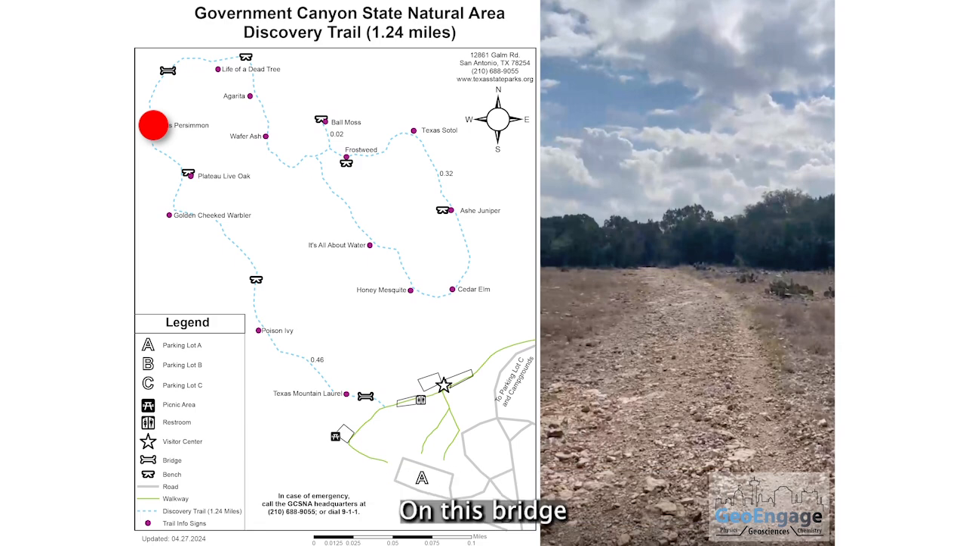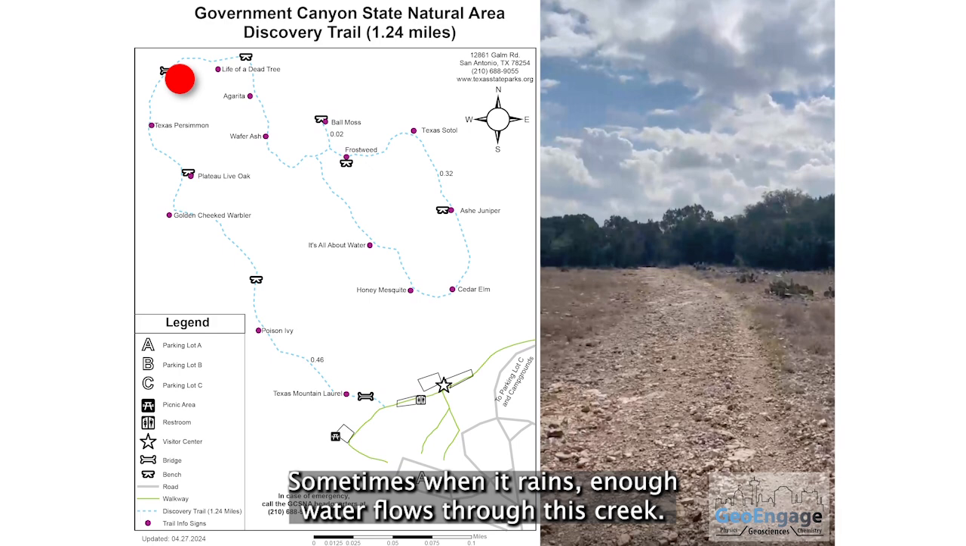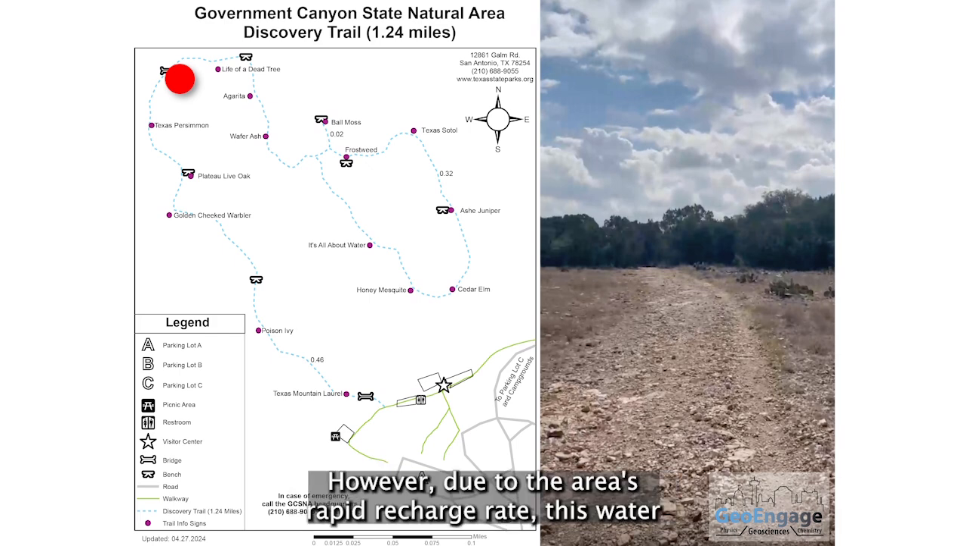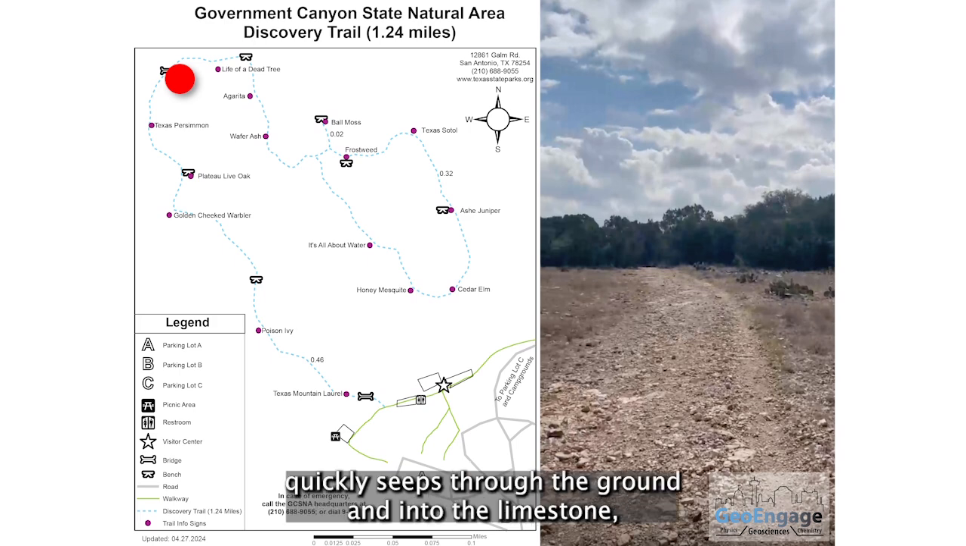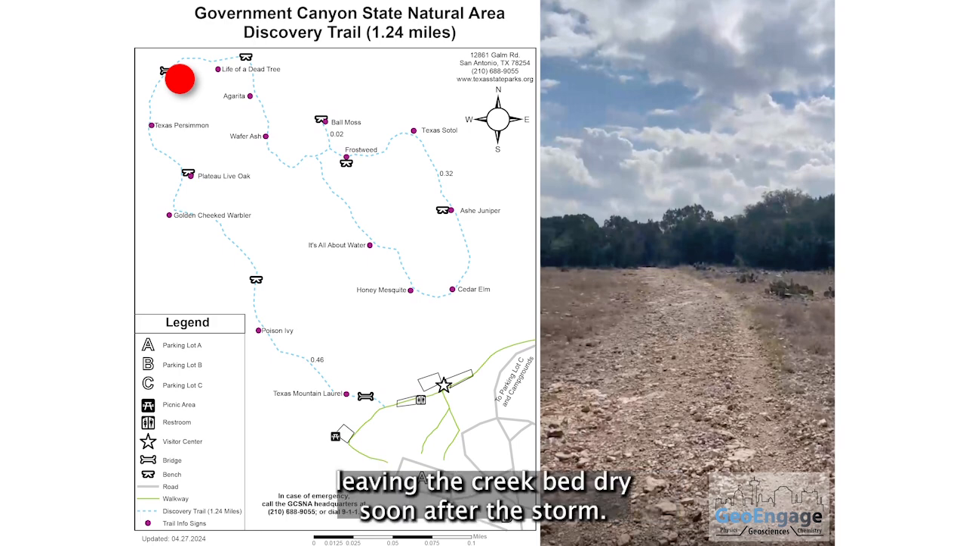On this bridge, you'll see a creek bed below you. Sometimes when it rains enough, water flows through this creek. However, due to the area's rapid recharge rate, this water quickly seeps through the ground and into the limestone, leaving the creek bed dry soon after the storm.